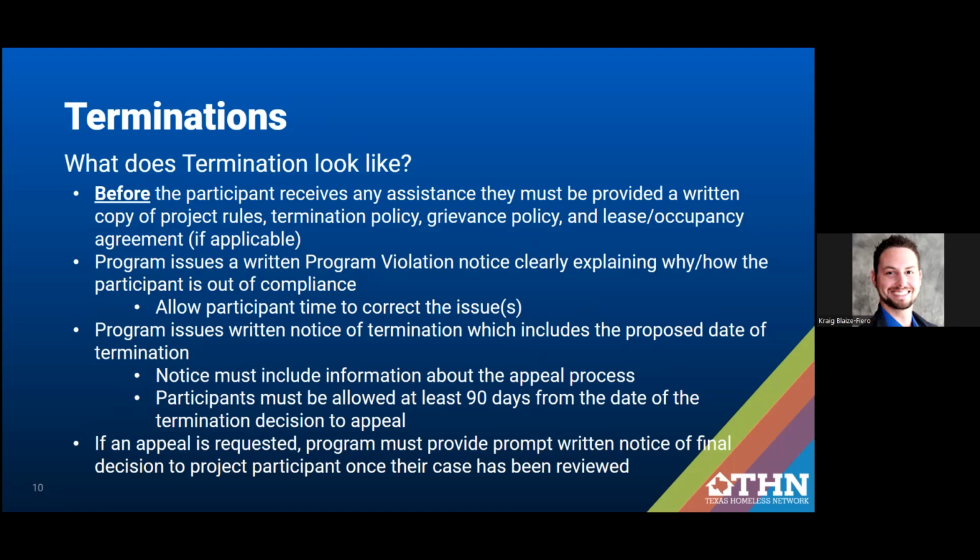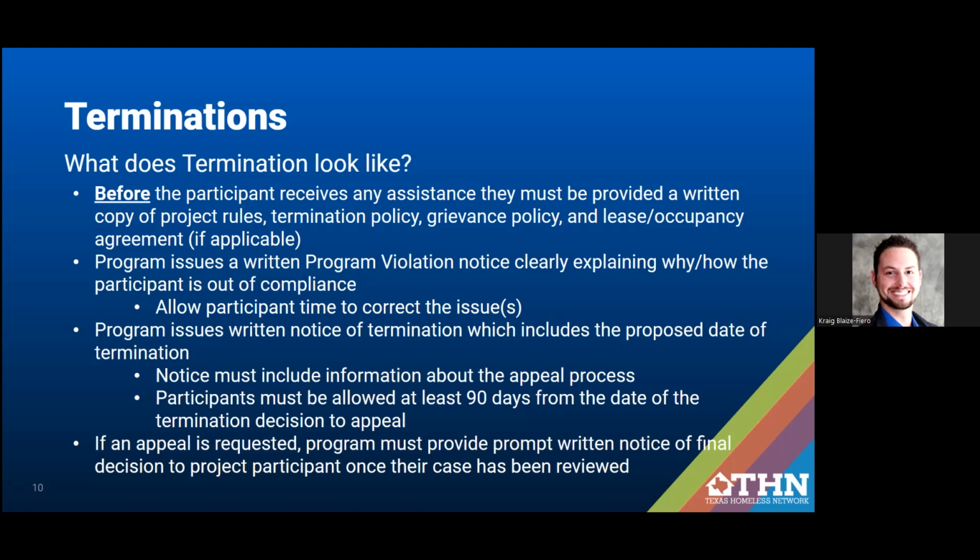So assuming they're in the project, something's happened, and the project is considering termination, the next step would be for the program to issue a written program violation notice that clearly explains why or how the client is out of compliance. And then you should be allowing time for the client to correct that issue. I would also add that we would generally encourage you to add some kind of verbal warning stage before the actual written program violation notice, just to hopefully address issues before they escalate to the point of needing to discuss terminations.